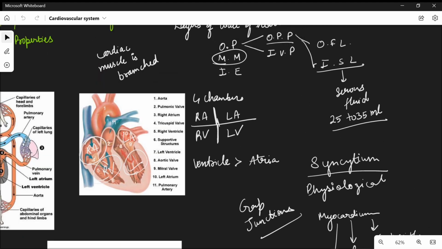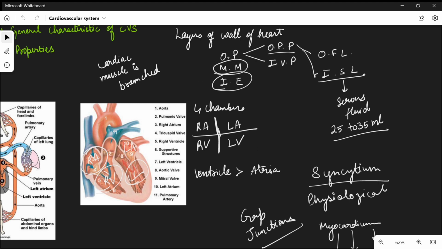Now let's move on to the last layer, endocardium. In endocardium, the main topic to cover is valves. Now, there are two types of valves: atrioventricular valves and semilunar valves. Atrioventricular valves have two valves, that is bicuspid, also known as mitral valve, and tricuspid valve.